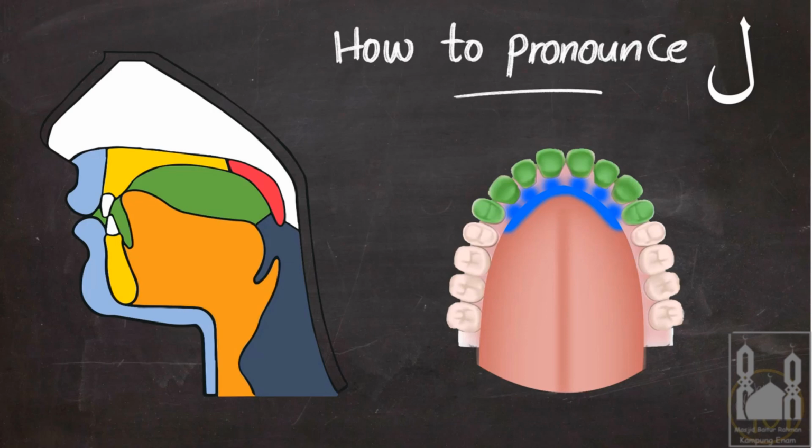So if the tongue is pressing against the alveolar ridge, how will air escape to produce the sound then? Well, the breath or air will escape from around the tongue, so from both sides. And air passing through like that produces the sound of lam.